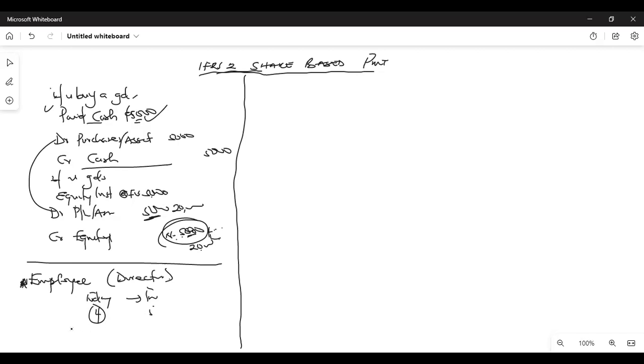So what if our reporting date is this date, the date that we are preparing our financial statements, where the share price has moved from 4 to 5? What then happens? These are the things we are going to be looking at. So in IFRS 2, share-based payment, there are 2 types of share-based payment. That is what we are looking at. Number 1, we have the equity-based share-based payment.